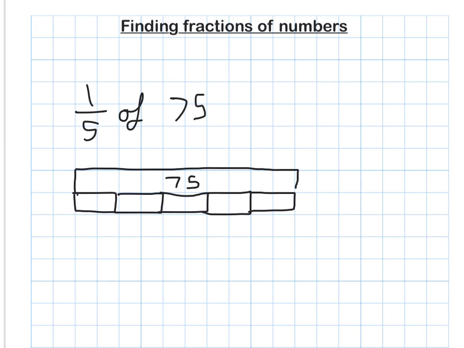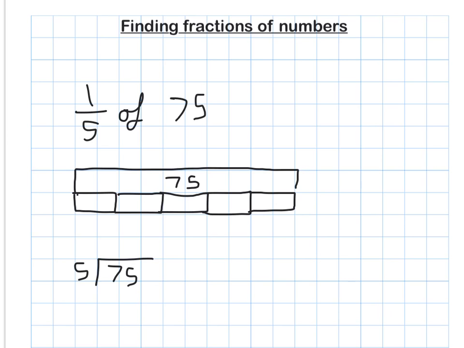Now each section that I've drawn, here, here, here, here and here, is worth 1/5 of the total. But to work out what that's worth as a number, we need to divide 75 by 5. We need to split 75 into 5 pieces. If I'm not sure of it off the top of my head, I can use my bus stop method.